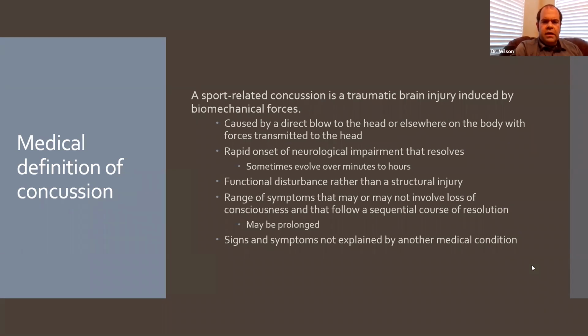A sports-related concussion is a traumatic brain injury induced by biomechanical forces. It's caused by a direct blow to the head or a blow elsewhere on the body with forces transmitted to the head. Everyone thinks you have to get hit in the head to get a concussion, but you actually don't. There's typically a rapid onset of neurological impairment that resolves. Sometimes, though, the symptoms can develop over a few minutes to a few hours.